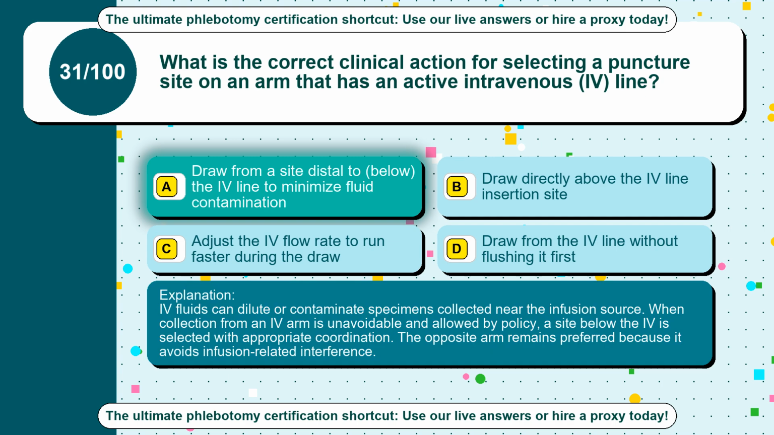The fluids can dilute or contaminate specimens collected near the infusion source. When collection from an arm with an IV is unavoidable and allowed by policy, a site below the line is selected with appropriate coordination. The opposite arm remains preferred because it avoids infusion-related interference.